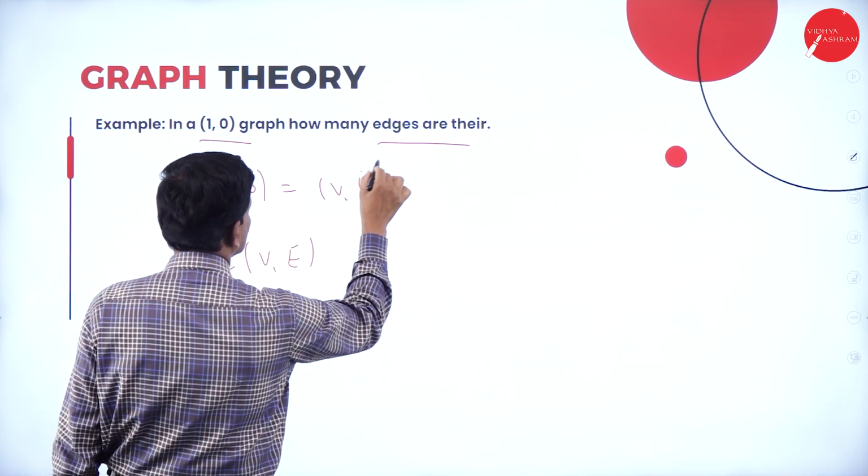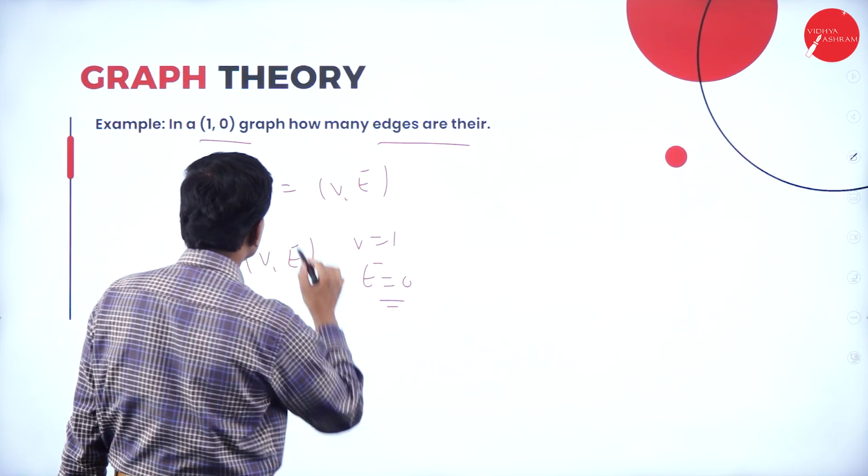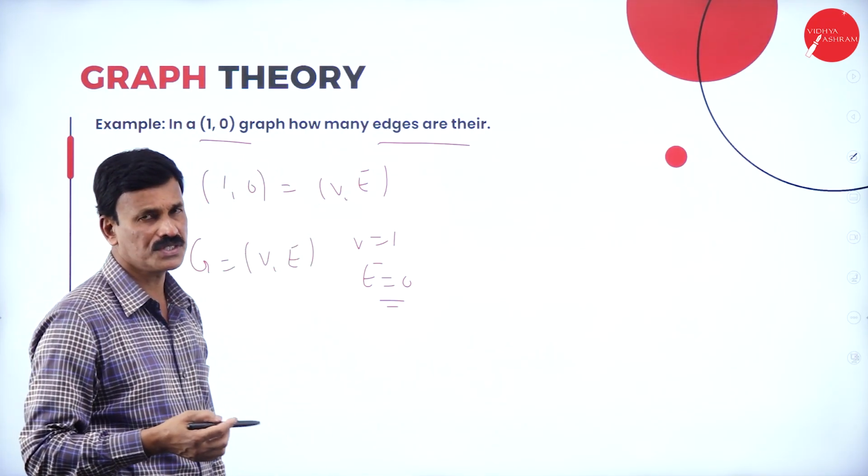V comma E. So how many vertices are there? How many edges are there? This graph contains only one vertex and the number of edges is 0.